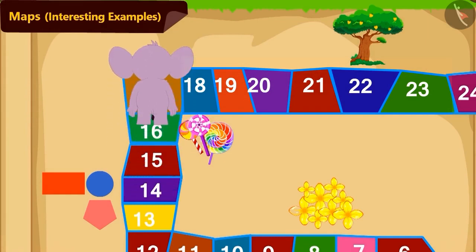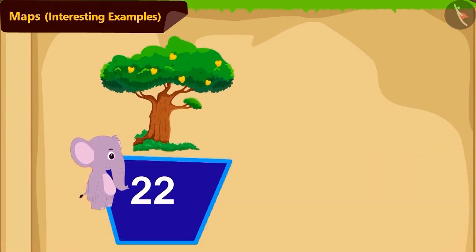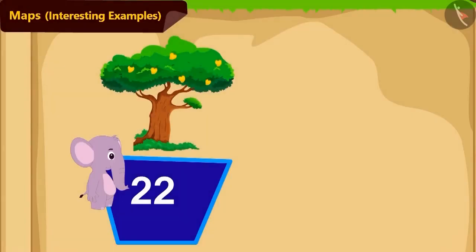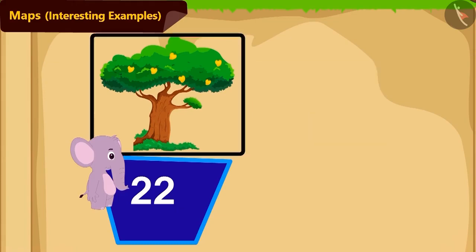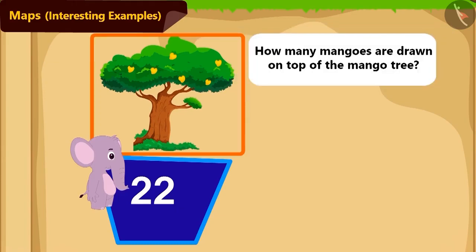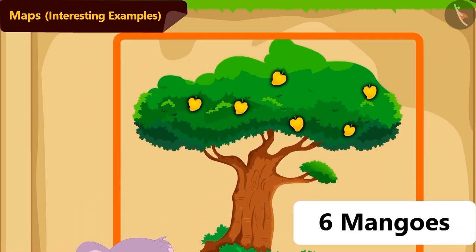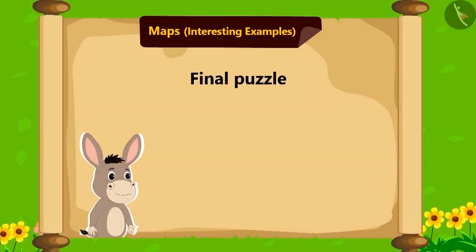With the help of you, Appu has quickly moved to tile number 22. Now can you tell on which side of tile number 22 is the picture of a mango tree? Yes, the picture of a mango tree is to the left of tile number 22. And how many mangoes are painted on top of that mango tree? Absolutely right, 6 mangoes. Now Bhola asked his final puzzle.